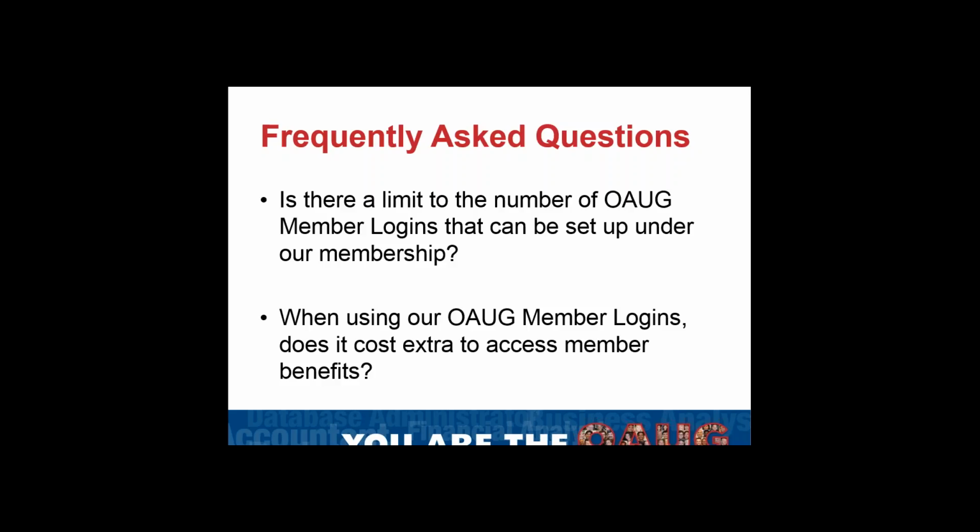The second question that we're asked very often here at the OAUG is, when using our OAUG member logins, does it cost extra to access member benefits? Again, the answer is no. When you have an active OAUG membership, you should be able to access all of the member benefits that we offer without paying any additional fees. If you have any difficulties accessing those benefits, I encourage you to contact our membership department promptly at 404-240-0897, extension 2, and let us know what's going on. And we'll be happy to jump in and help you resolve the problem as quickly as possible.